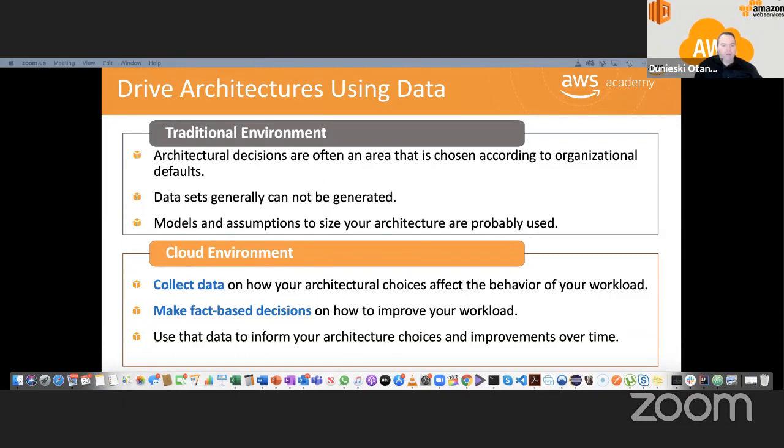Whereas in the cloud, you collect data on how your architectural choices affect the behavior of your workload. Okay, and you make fact-based decisions on how to improve your workload. So you're going to assess the facts and all the things that are happening, and then based on that, you make decisions to improve your workload. Right? You use that data to inform your architecture choices and improvement over time.